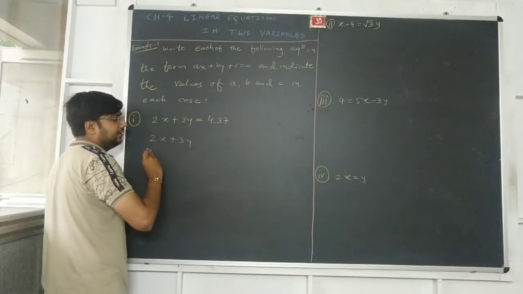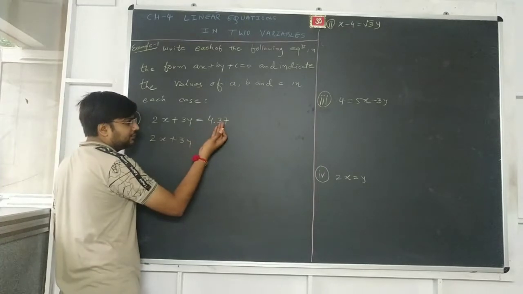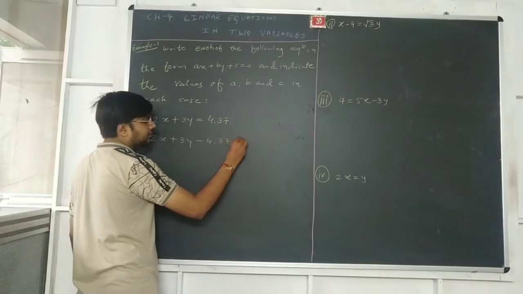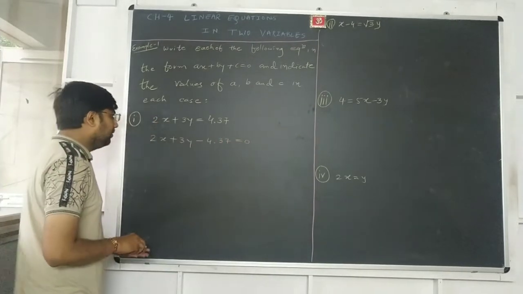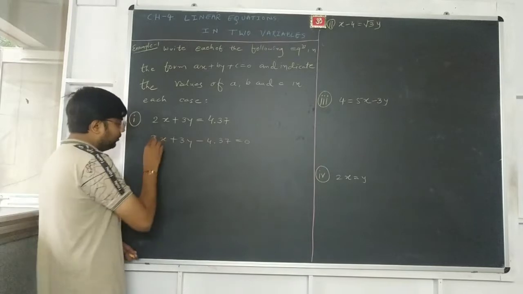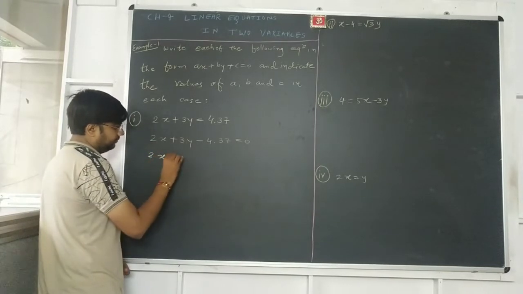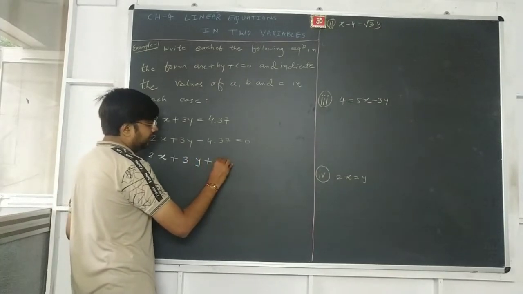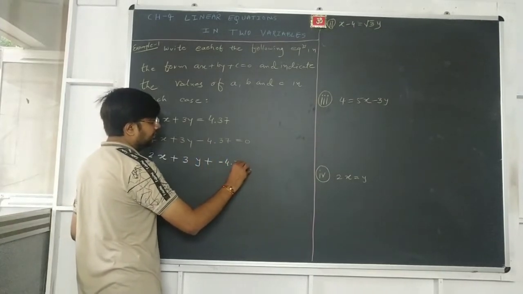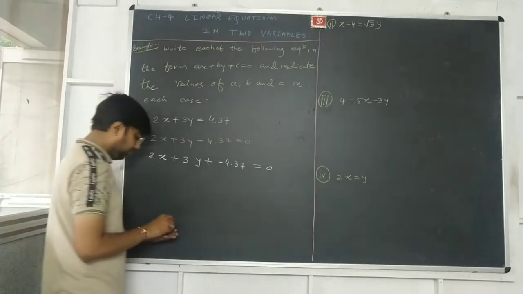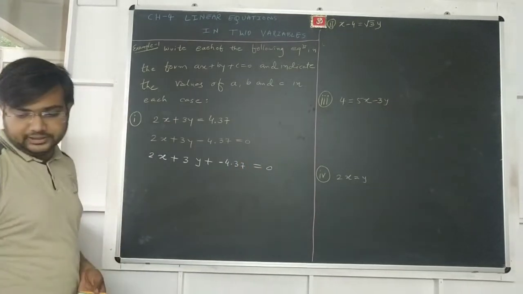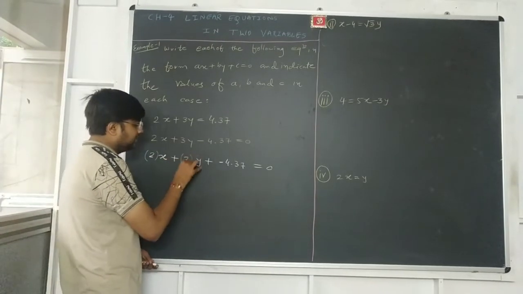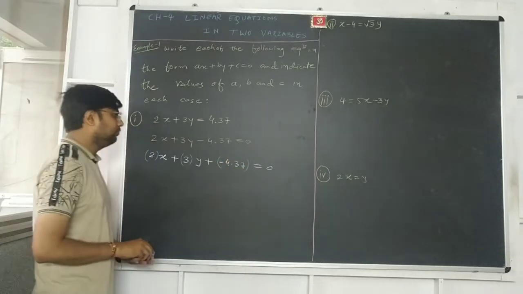Here the left hand side is plus and the right hand side is plus, so moving to the left hand side it becomes negative: minus 4.37 is equal to 0. And we also know that 2x plus 3 into y plus into negative 4.37 is equal to 0. Suppose we look at it here: 2, plus 3, and minus 4.37.